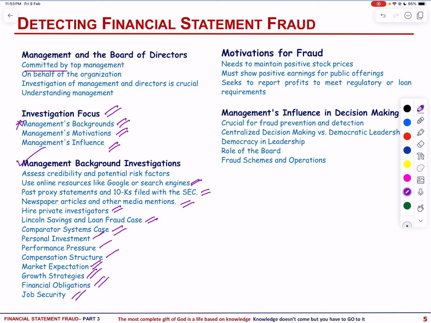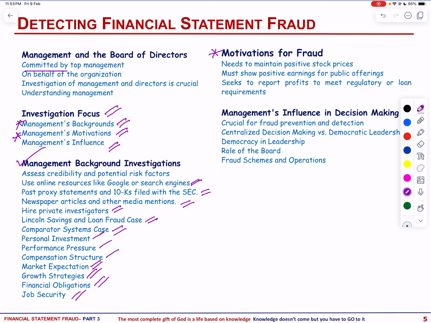Then the second investigation focus for management and the board of directors is the management's motivation. So, financial statement frauds often occur when management needs to support stock prices, show positive earnings for stock or debt offerings, report profits to meet regulatory or loan requirements. Understanding these motivations helps in assessing the risk of fraudulent behavior and taking preventive measures.